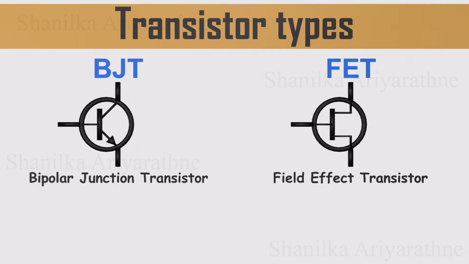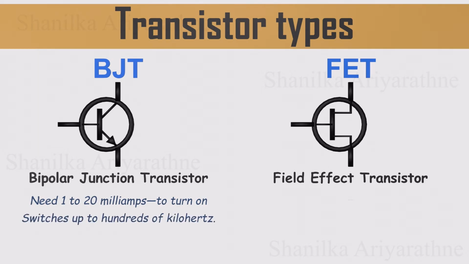Now let's talk about the 2 main families of transistors, BJTs and FETs. BJT stands for bipolar junction transistor. These need a small amount of current to turn on, usually between 1 and 20 milliamps. They're great for amplifying signals and doing basic switching jobs, and they can operate at speeds up to a few hundred kilohertz. FET stands for field effect transistor.